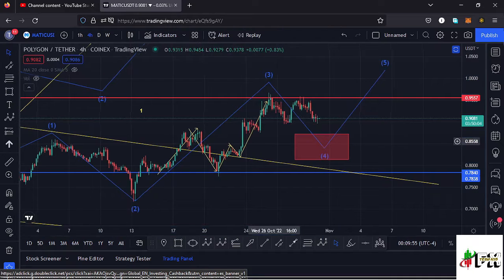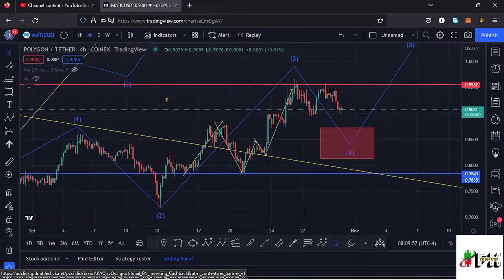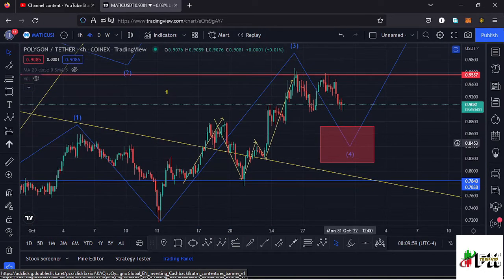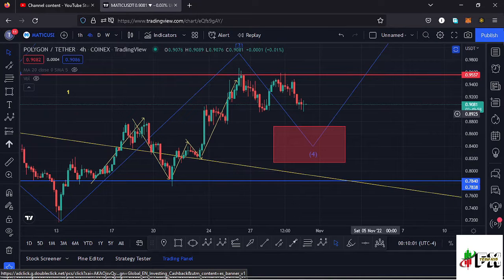And to support that movement to the lower side in the formation of that fourth wave, we also have another key chart pattern in formation right here, which is supporting this movement to the lower side, to retrace into this target area that I have drawn over here, and that is a double top.